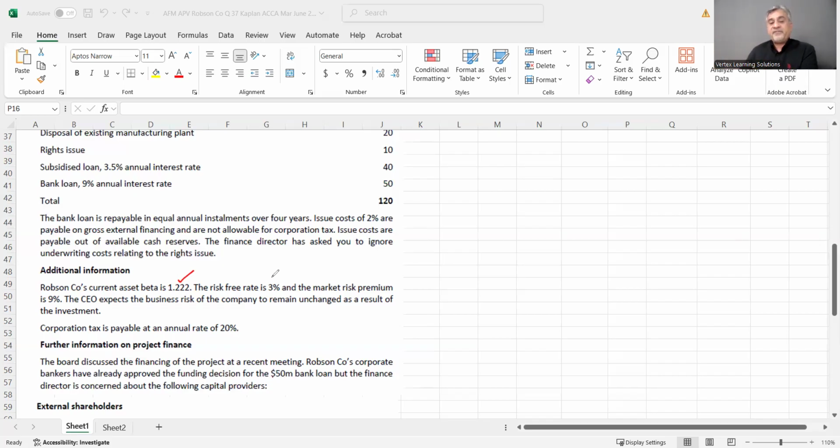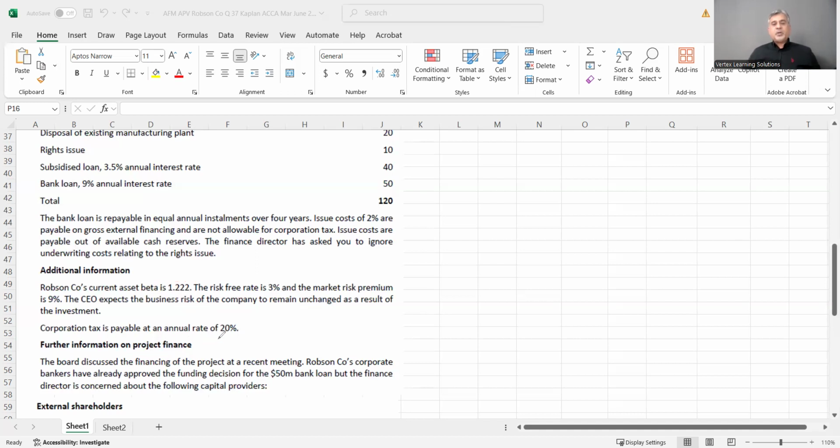The risk-free rate, RF, is 3%, and the market risk premium, meaning RM minus RF, is 9%, which is too big. The CEO expects the business risk of the company to remain unchanged. So this is the asset beta, the risk which is because of the nature of the business. The CEO says the risk of the company remains unchanged, which means that we can use this number. That's a good thing. Your risk profile is not changing, so you can continue to use your previous asset beta of 1.22.